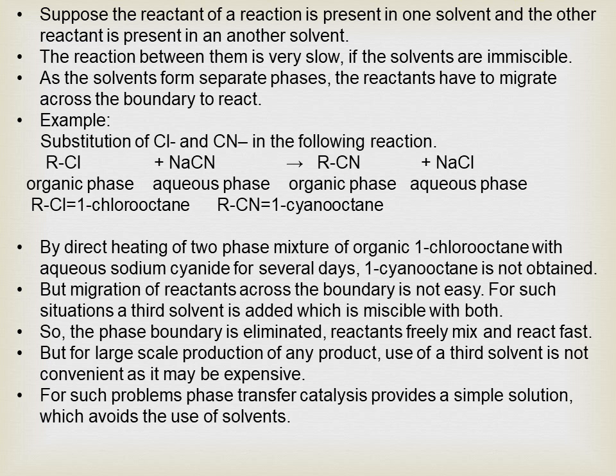It means two reactants react to form two products. The reactant A can remain in the organic phase, reactant B can remain in the aqueous phase. So these two reactants will not react easily. So we have to find a third solvent in which these two reactants are soluble. But this is not applicable or feasible or economical for large scale production of the products. In that case, phase transfer catalysts are used.